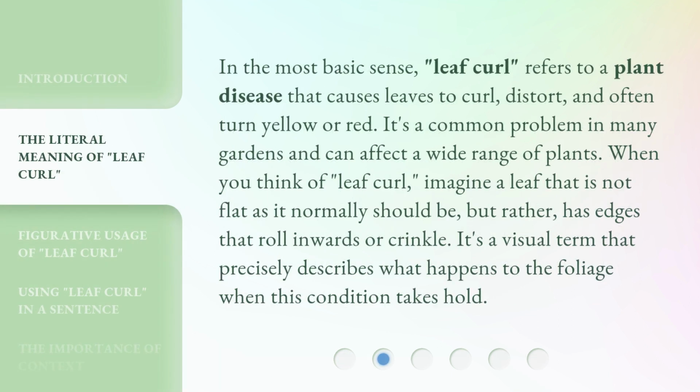In the most basic sense, leaf curl refers to a plant disease that causes leaves to curl, distort, and often turn yellow or red. It's a common problem in many gardens and can affect a wide range of plants. When you think of leaf curl, imagine a leaf that is not flat as it normally should be, but rather has edges that roll inwards or crinkle. It's a visual term that precisely describes what happens to the foliage when this condition takes hold.